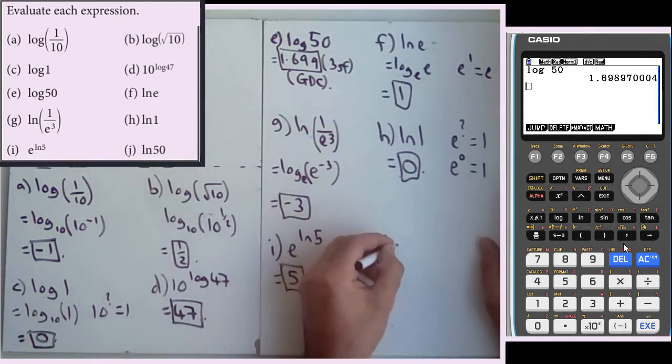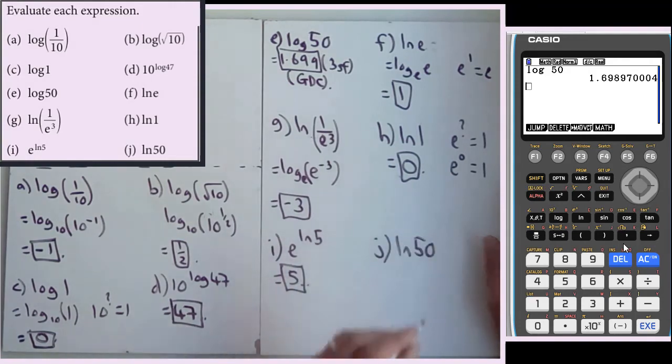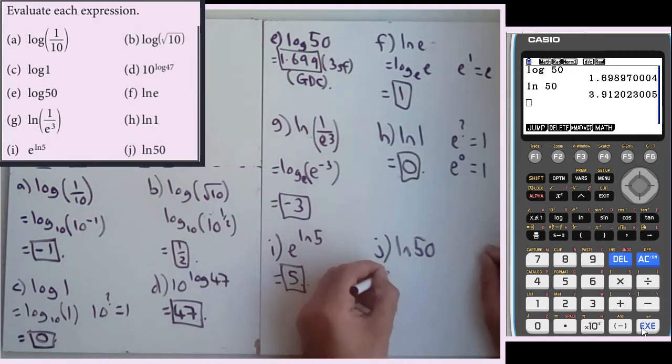J, ln 50. Again, this is very similar to part E in that I don't know what ln 50 is. There's certainly no way I can turn e into 50 just using nice powers and roots. So I'm going to go to the calculator. You see ln is right next to log. I'm just going to press ln 50, execute, and that is 3.91 to 3 significant figures.